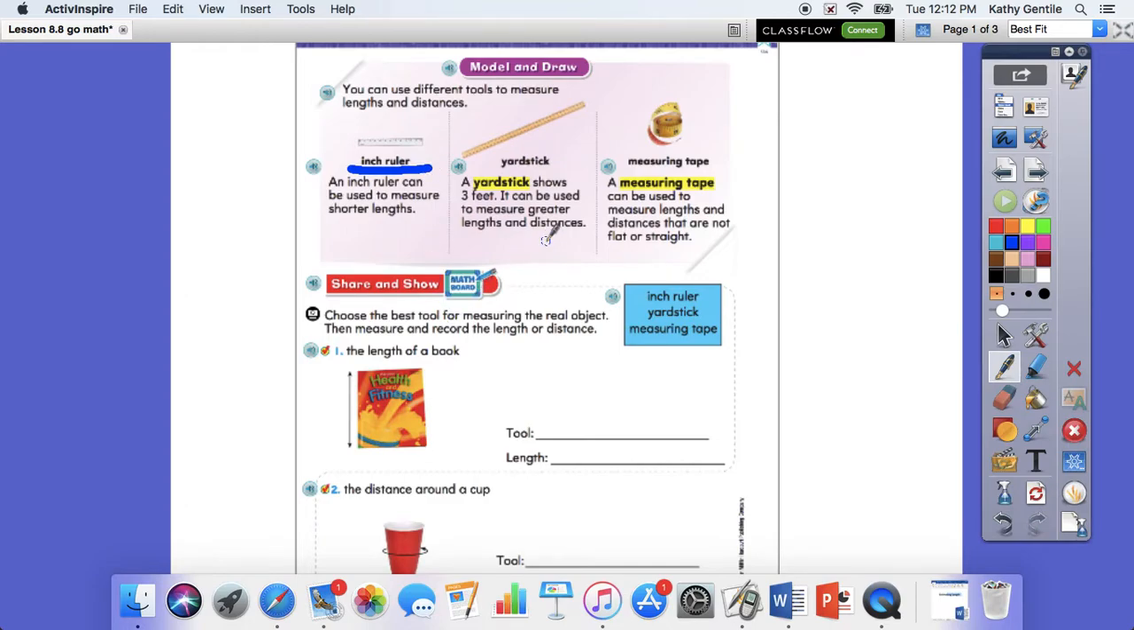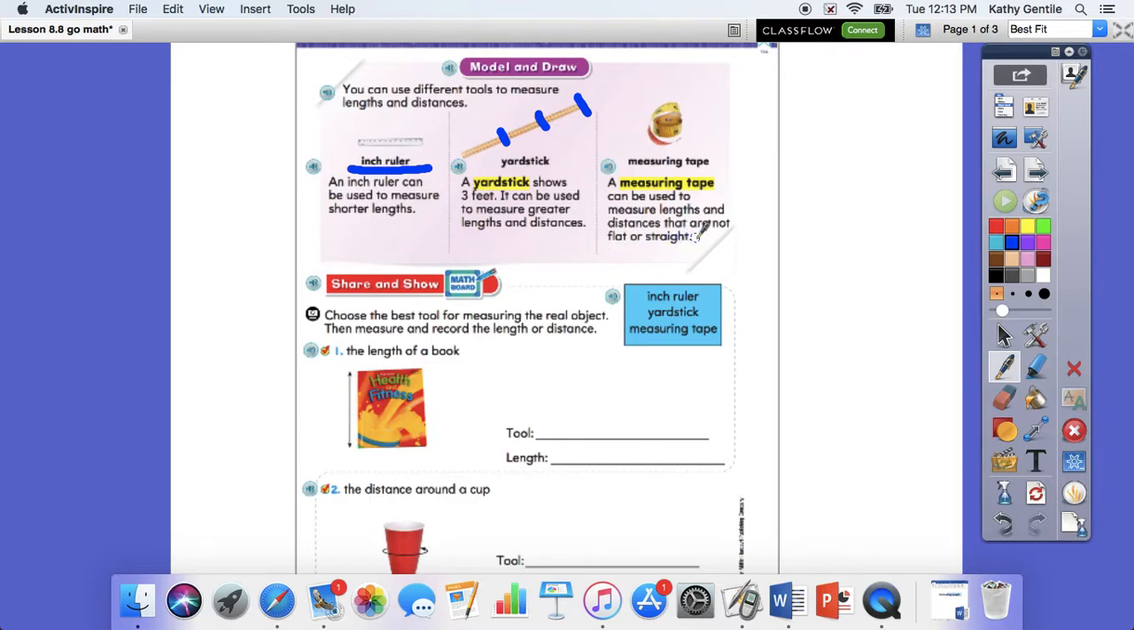A yardstick shows 3 feet. It can be used to measure greater lengths and distances. A yardstick is made up of 3 inch rulers. This would be about 1 inch ruler, this would be another ruler, and this would be another one. So 3 inch rulers make 1 yardstick, and that's why you're able to use this to measure greater lengths and distances.